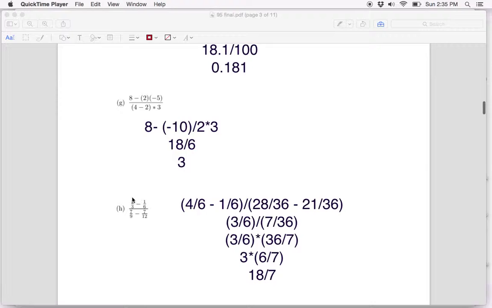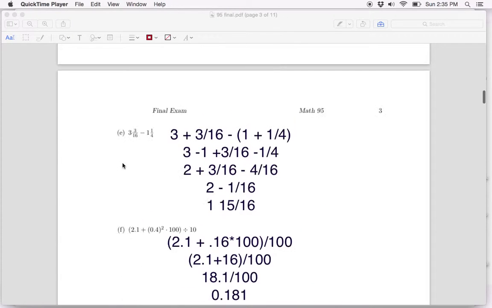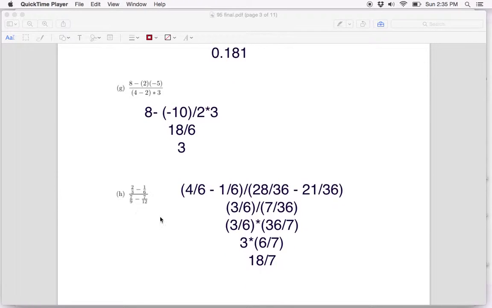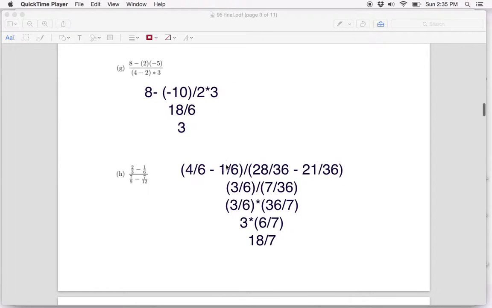And same thing here, I'm doing a very similar, it's kind of a combination between what we did in E and what we did in G. So we find a common denominator, do that grouping first. We find a common denominator in the denominator of the complex fraction and a common denominator in the numerator of the complex fraction. So we use sixths here, and here I use 36ths. So I got 3/6 over 7/36.